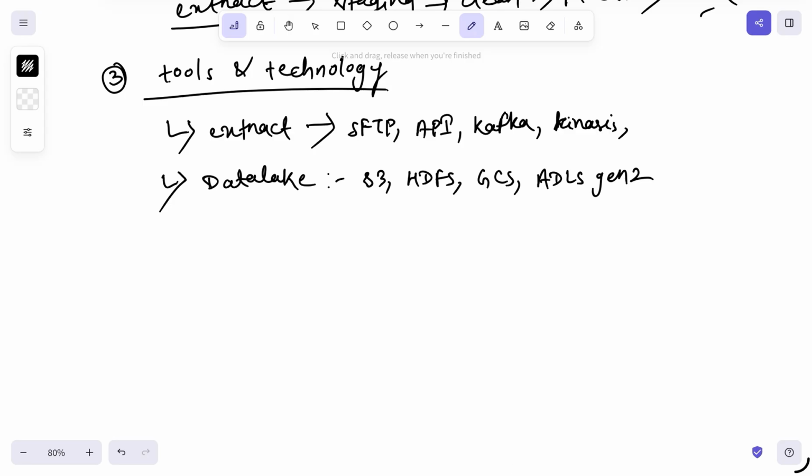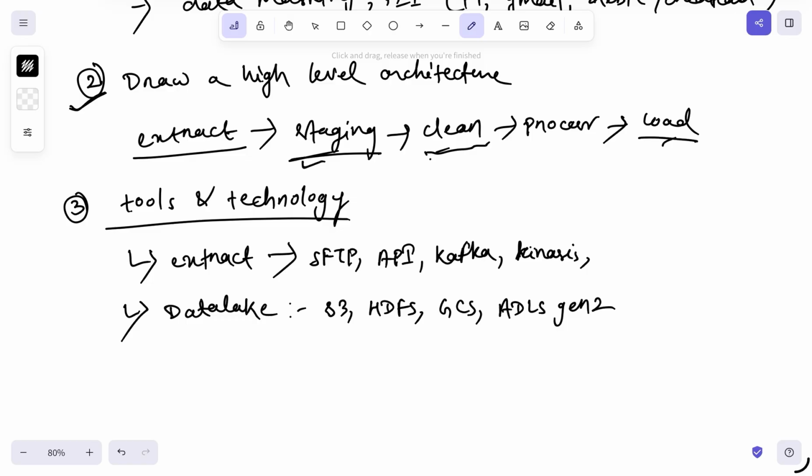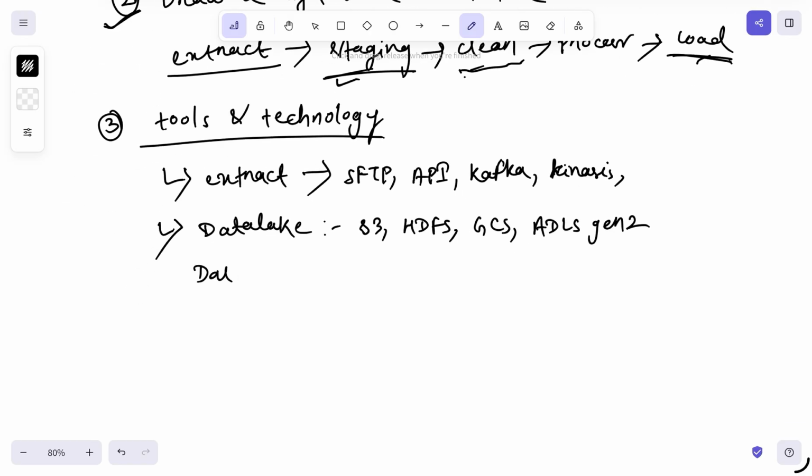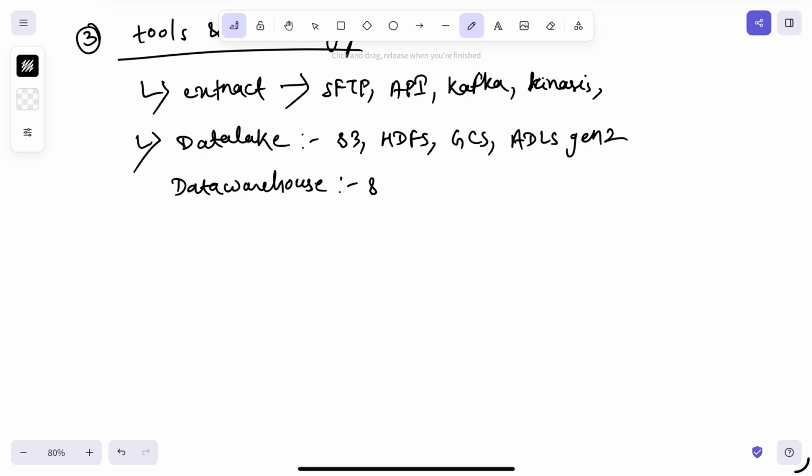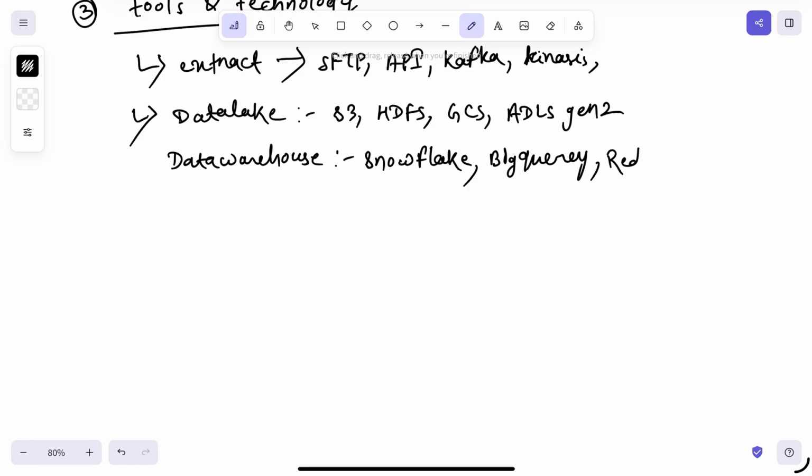Once our final data set is created, we have to load data into the data warehouse, right? For the data warehouse, what can we use? We can use Snowflake. We can use BigQuery. We can use AWS Redshift. We can also use Delta Lake.